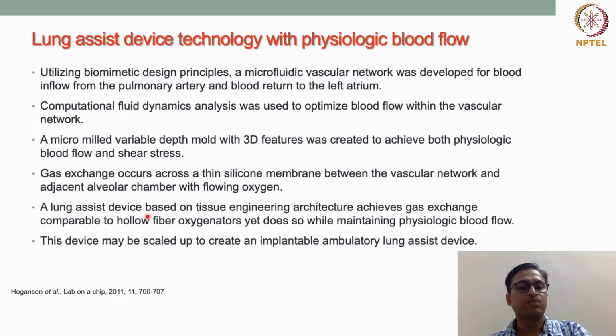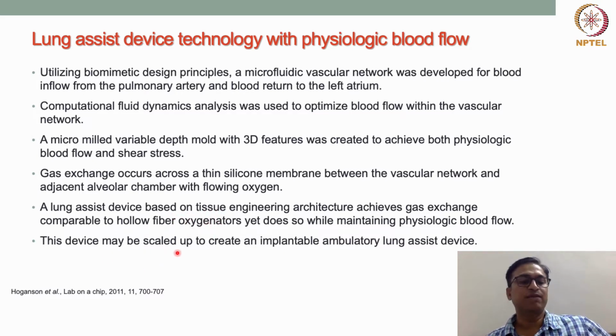Typically, hollow fiber oxygenators are used to oxygenate the blood for people who have end stage lung diseases, where lung assist devices are typically used. They found that their device can function similar to this hollow fiber oxygenator, but they can maintain a physiological blood flow. That is very important. By maintaining physiological blood flow, the gaseous exchange they have achieved is almost similar to the hollow fiber oxygenators.